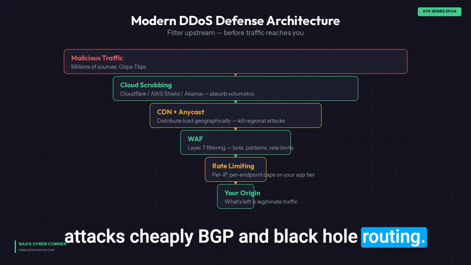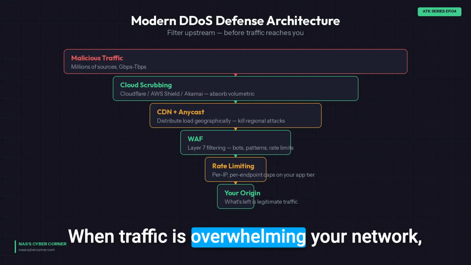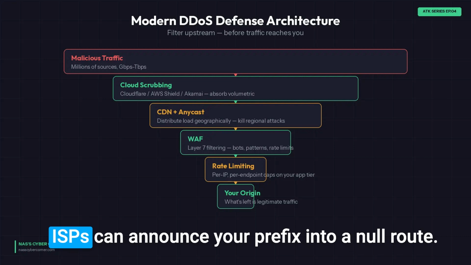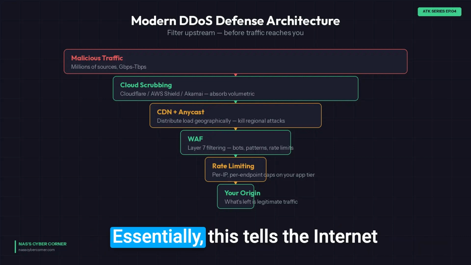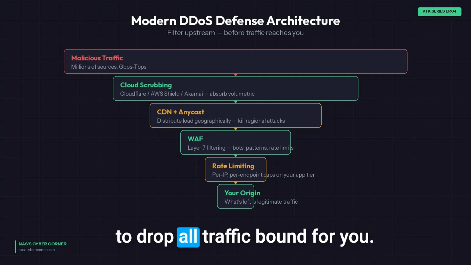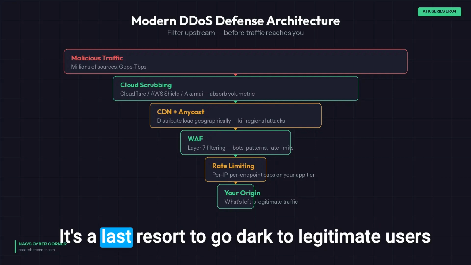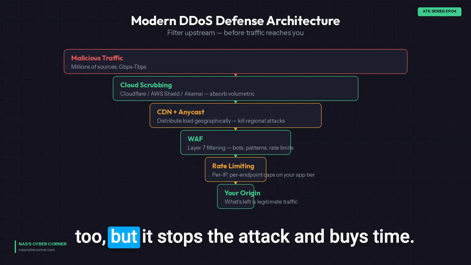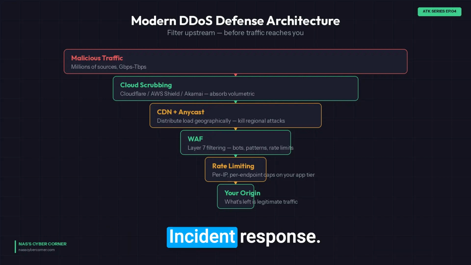BGP and black hole routing. When traffic is overwhelming your network, ISPs can announce your prefix into a null route. Essentially, this tells the internet to drop all traffic bound for you. It's a last resort. It makes you go dark to legitimate users too, but it stops the attack and buys time.